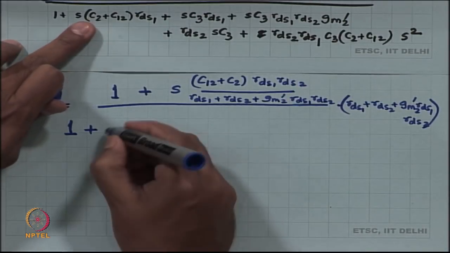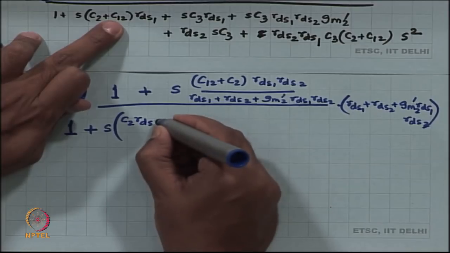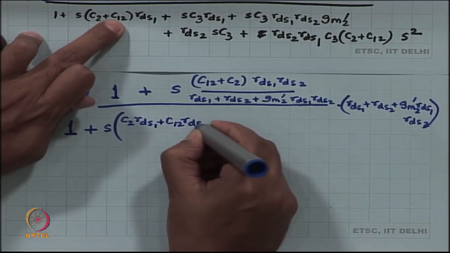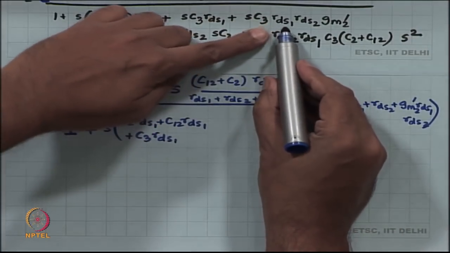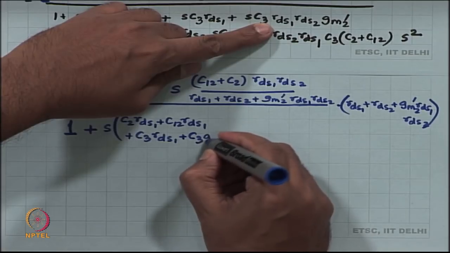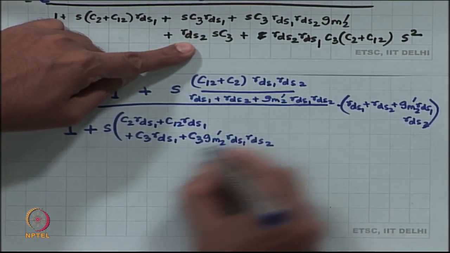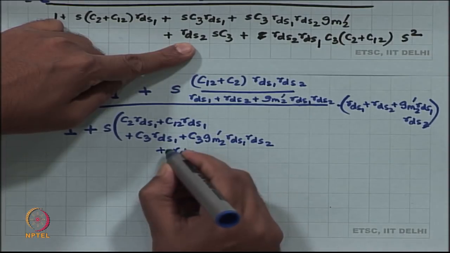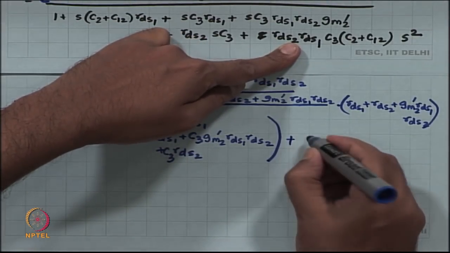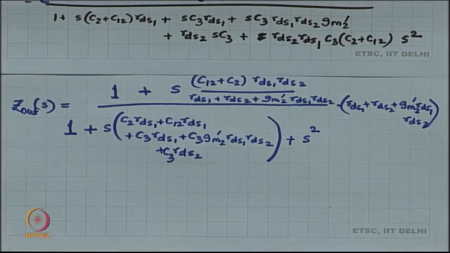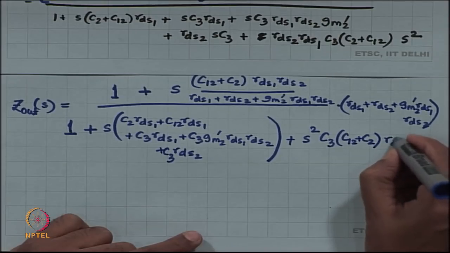plus S times C2 RDS1, C12 RDS1, C3 RDS1, then C3 GM2 prime RDS1 RDS2, RDS2 C3 RDS2, plus S squared C3 C12 plus C2 RDS1 RDS2.